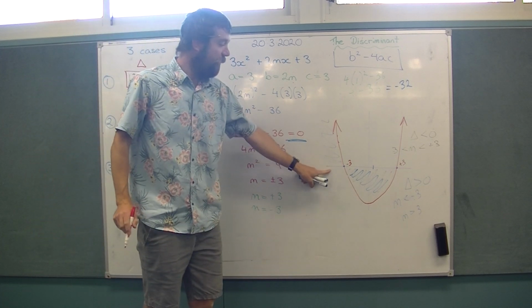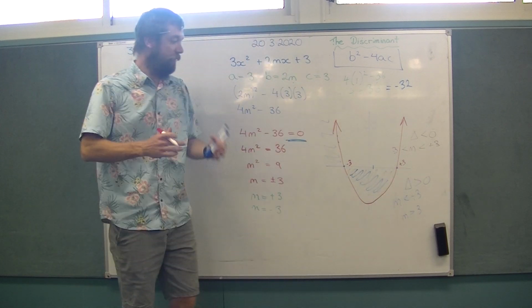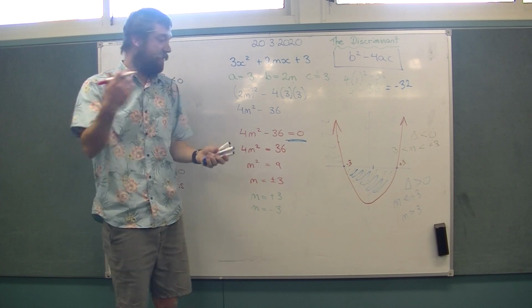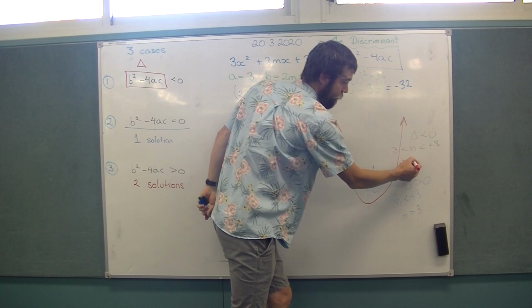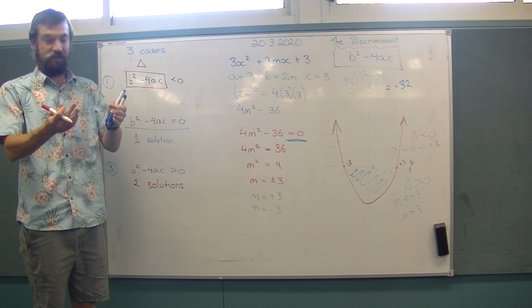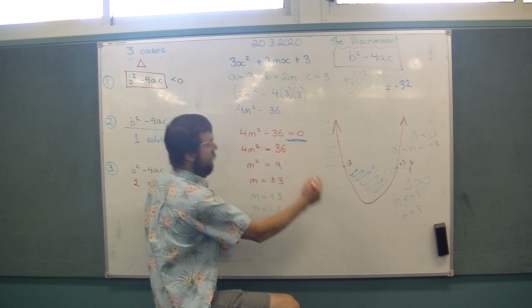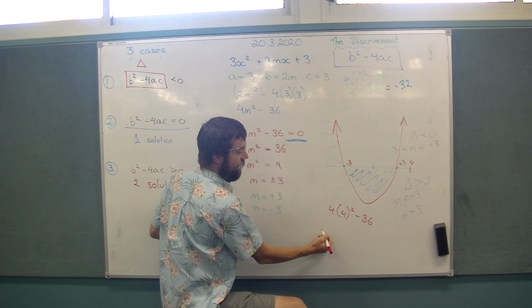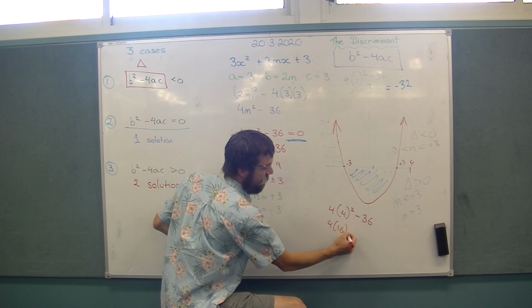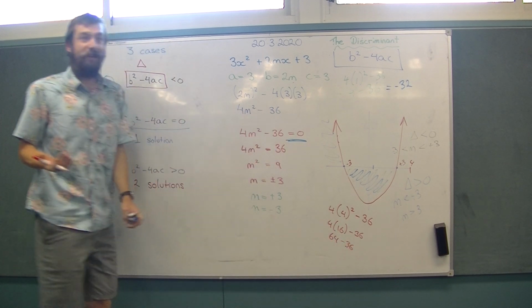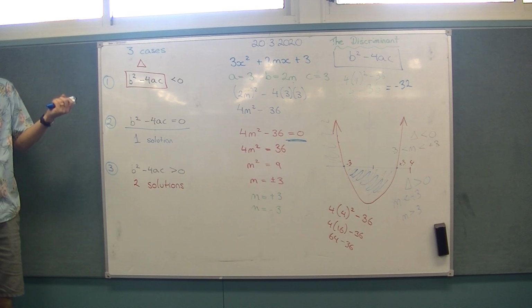Alright, so take a value from outside here or outside here. What would you like to use? Less than -3 or greater than +3? Which one? 5 or 4? Let's go 4. So 4 is up here somewhere. I'm plugging that as an m value into the discriminant. So 4 times 4 squared minus 36. What's 4 squared? 16. So 4 times 16 minus 36. What's 4 times 16? 64 minus 36. Do I have to go any further? Is that going to be positive or negative? Positive. The discriminant is positive at that point.